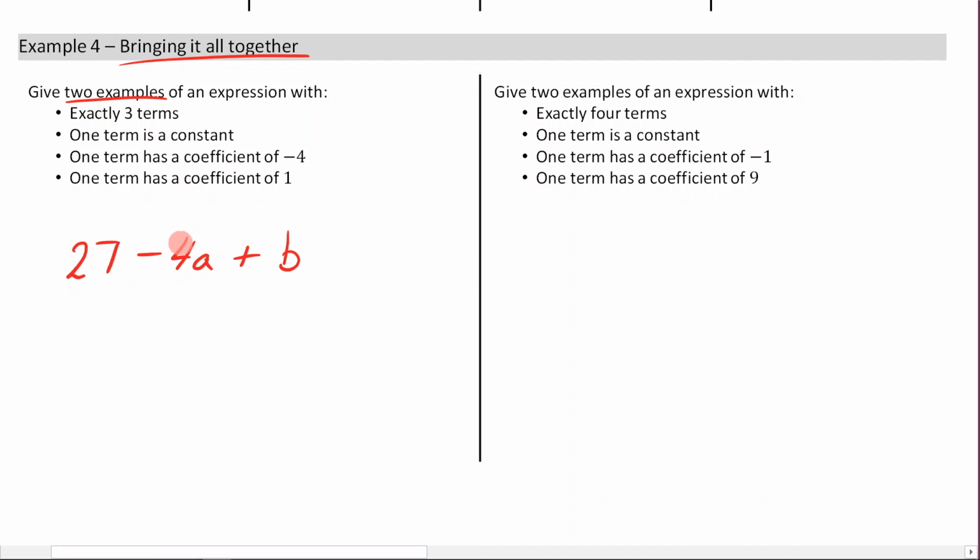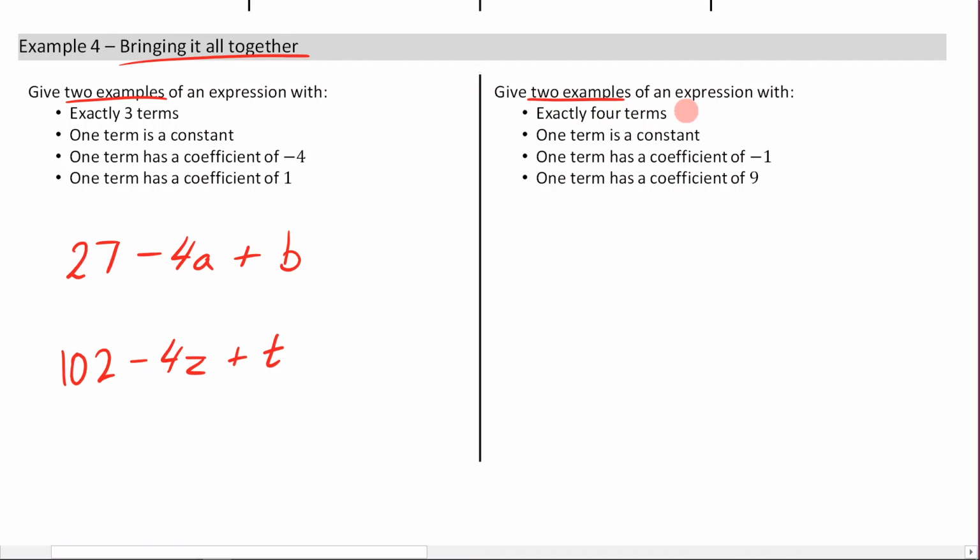Remember, we have to give 2 examples, so let's write down another. So remember, it has to have one constant term, so let's say 102. One term has a coefficient of -4, so that's going to be -4z. And then one term has a coefficient of 1, so let's say plus t. Perfect, so there are 2 examples of those right there. Let's now answer this one.